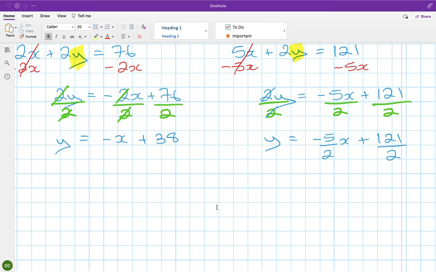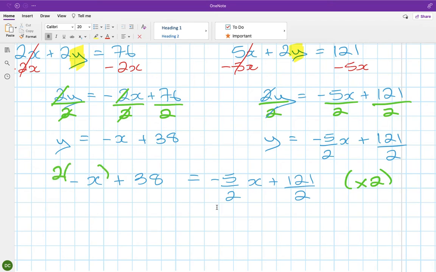Now I let y equal y, so I'm going to let minus x plus 38 equal minus 5 over 2x plus 121 over 2. If there's fractions, get rid of them by multiplying by the common denominator, which in this case is 2. So I'm going to multiply this one by 2, that one by 2, that one by 2, and that one by 2. Okay, so the first one is 2 multiplied by minus x, which is just minus 2x. Second one is 38 times 2, which is 76.